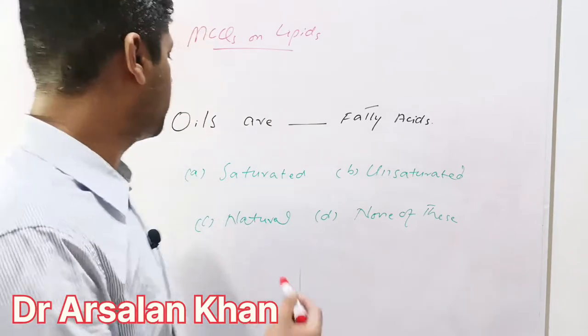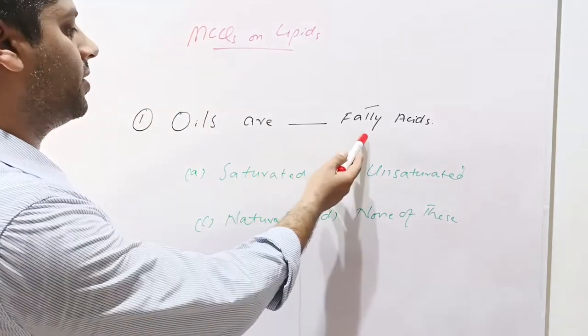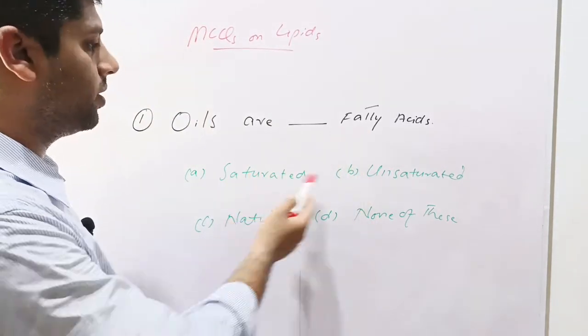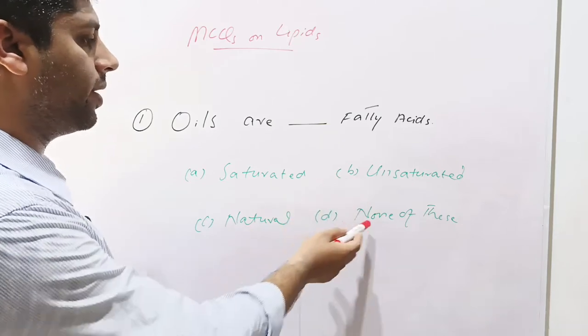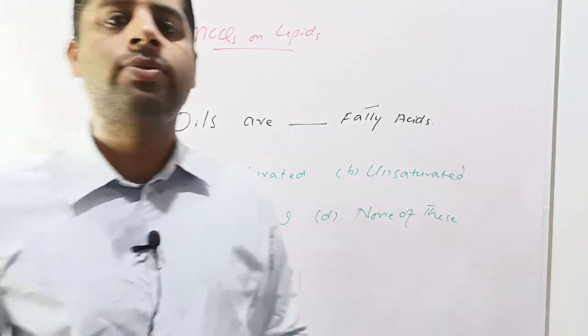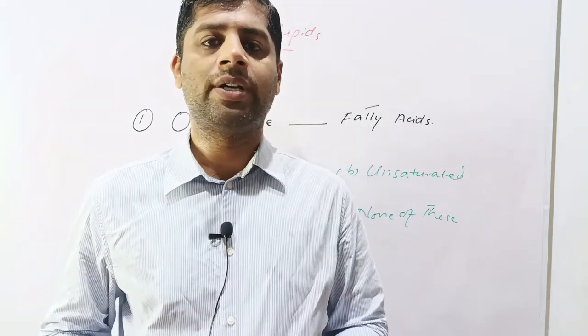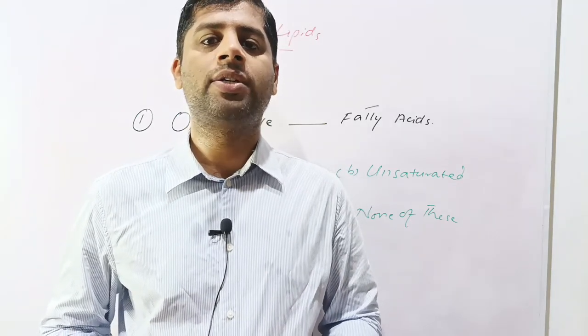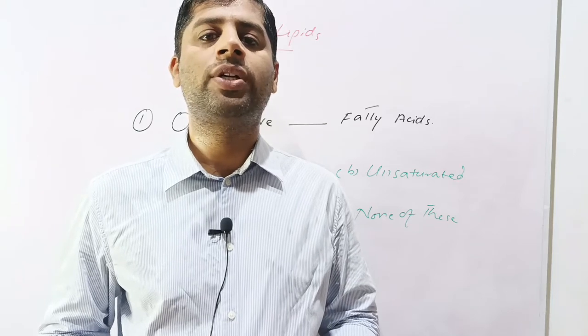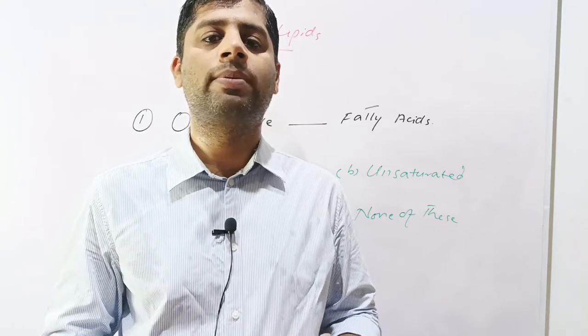The first question is, oils are dash fatty acids. Given options are saturated, unsaturated, natural or none of these. As we know, lipids are made up of fatty acids. There are two types of fatty acids, the saturated fatty acids and unsaturated fatty acids. Saturated fatty acids are those in which there is single carbon-to-carbon bonding.